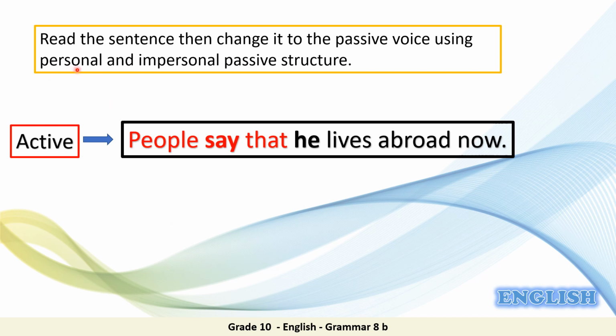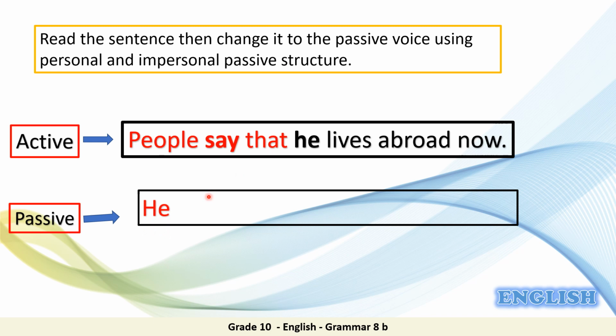Let's use the personal structure first. So to use the personal structure, we have to start with, that's right, the subject that comes after that. So we're going to start with he. Which verb are we going to change into passive here? Is it say or lives? That's correct. It's say, and it's going to be is said. Then the rest of the rule, which is to use to plus infinitive. Which infinitive here? It's the infinitive form of the verb lives. So it's going to be he is said to live abroad now.